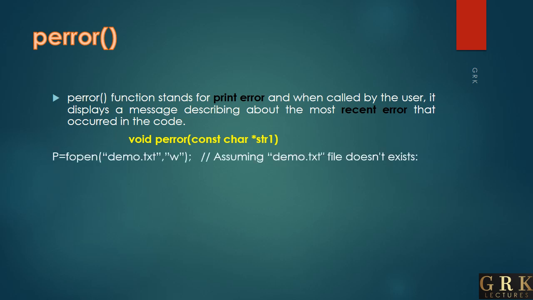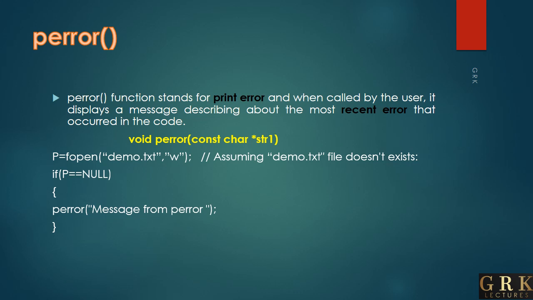So let us see with an example. Here I am trying to open demo.txt in the write mode. Assume that demo.txt is not available. So that file I am trying to open in write mode, then automatically an error will be raised because the file does not exist. File not existing means the fp value is going to be NULL. If it is NULL, then I am trying to print why that file is not getting opened using perror. So in perror, I am writing a message, "error", perror.